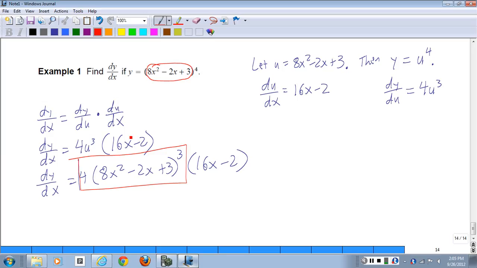So in practice, we won't write the u, and we won't calculate dy/du and du/dx separately. We'll just deal with this in terms of f's and g's and x's, because it takes too long to write all this down. But that's kind of what's going on. We take the derivative of the outside function, and then we multiply by the derivative of what's inside the parentheses.